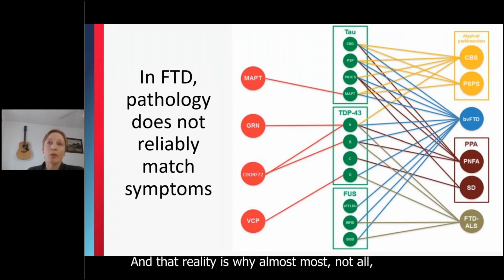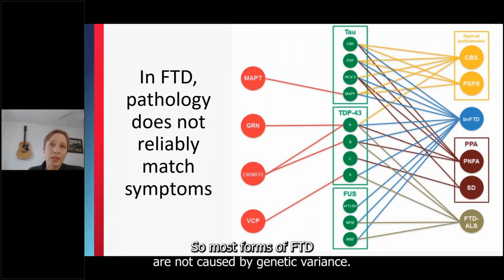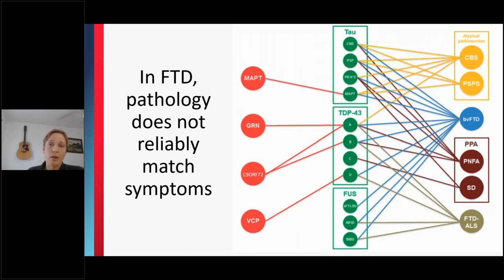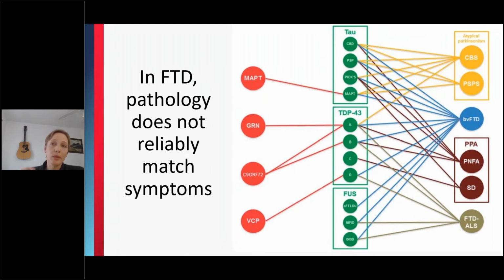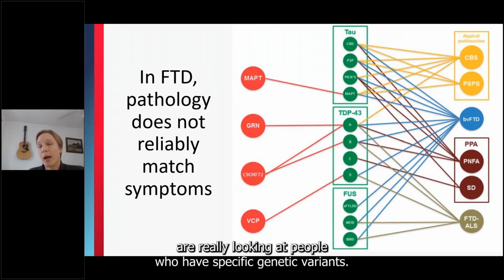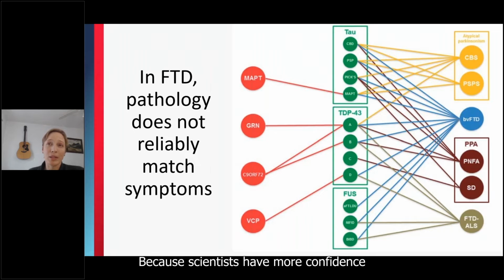And that reality is part of why most, not all, but many of the different clinical trials that are underway now are really targeting people who have their FTD caused by genetic causes. So most forms of FTD are not caused by genetic variants. On the left with the red circles, you can see 4 of the causes there. But most of the clinical trials happening are really looking at people who have specific genetic variants because scientists have more confidence of what does their underlying damage look like. So they have more confidence that they're finding the right people for the right treatment.